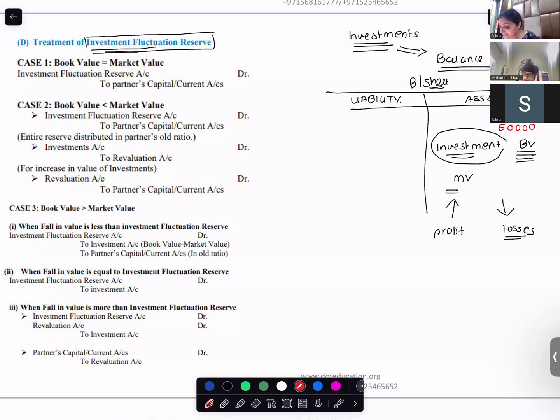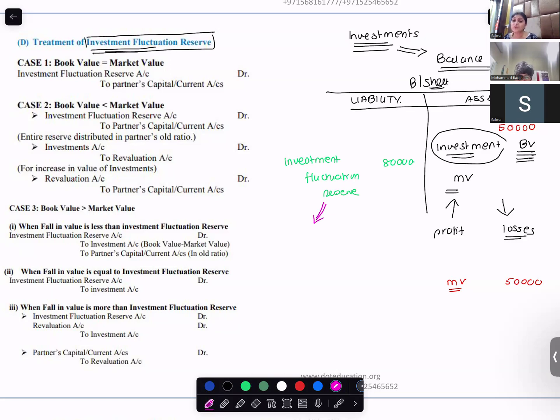Are you with me? Your book value of your investment is 50,000. The market value of your investments is 50,000. And you have an investment fluctuation reserve of 80,000. Tell me, what is the investment fluctuation reserve?